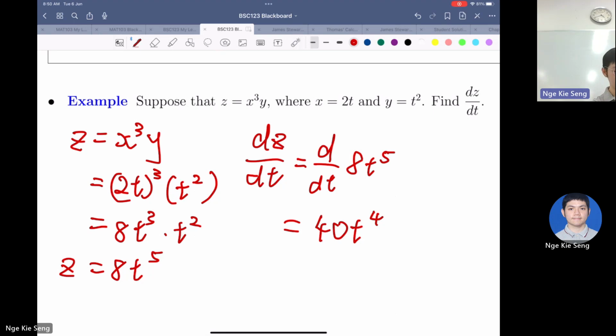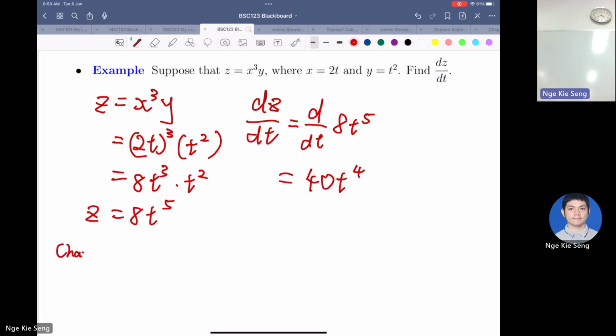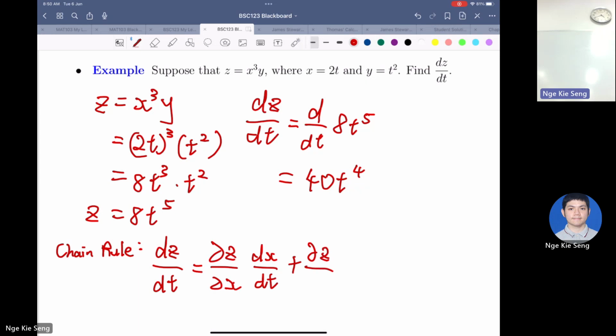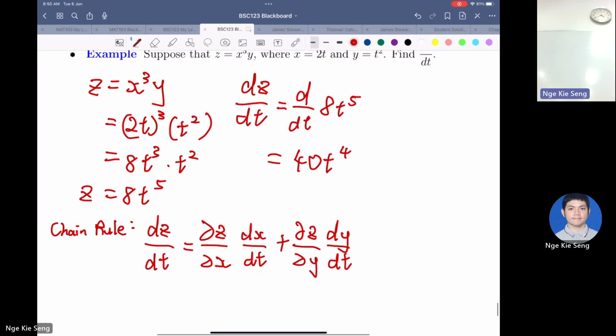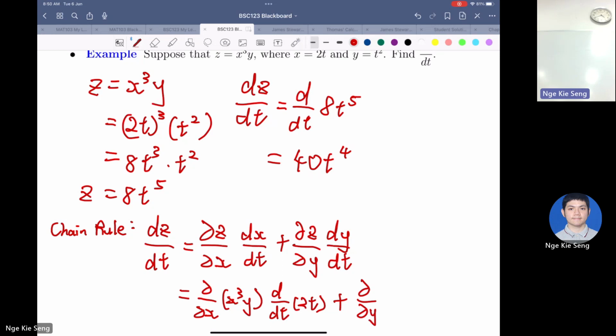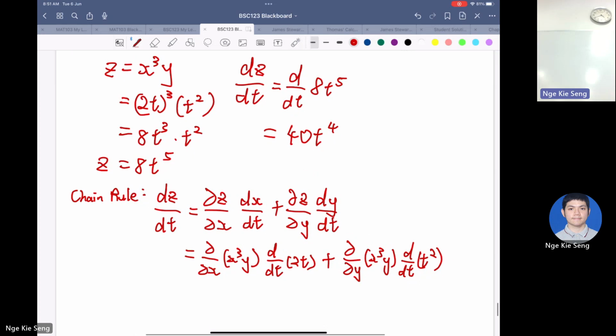But we can use the formula of chain rule also. What's the formula of chain rule? dz over dt equals partial z over partial x times dx over dt, plus partial z over partial y times dy over dt. So in this case, partial z over partial x, we do it on x cubed y because z equals that, and then dx over dt is differentiating 2t with respect to t, and then you do the repeated step for the y variable. Then try to see that these two actually agree.